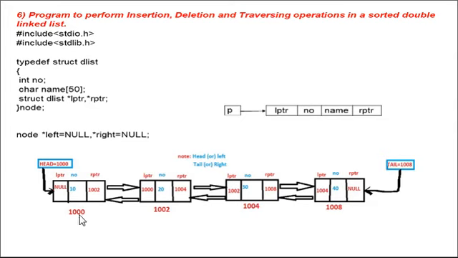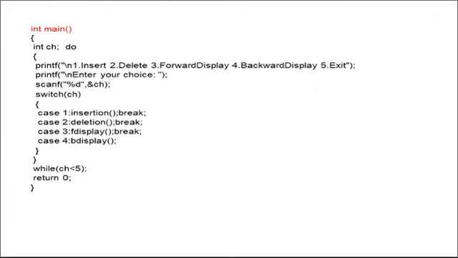Here if you observe, the previous address of the second node equals 1000, and the previous address of the third node equals 1002. Like that. And for the next address, the first node points to the second node, so the address of the second node, 1002, is the RPTR of the first node. This is the general structure of the double linked list. Now we will see how to perform insertion and deletion operations one by one.